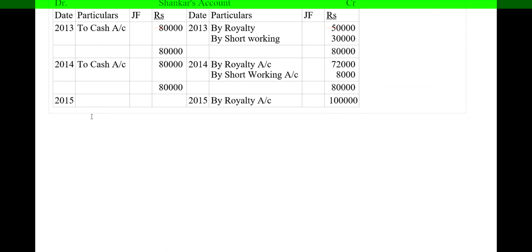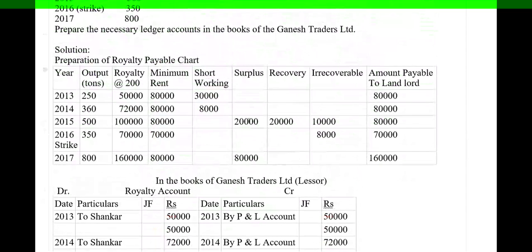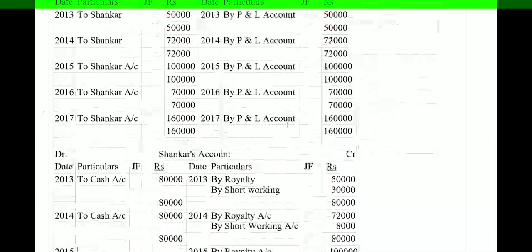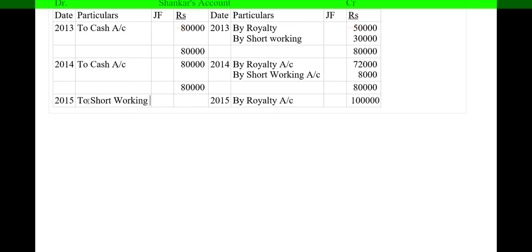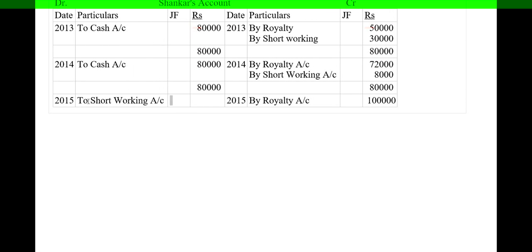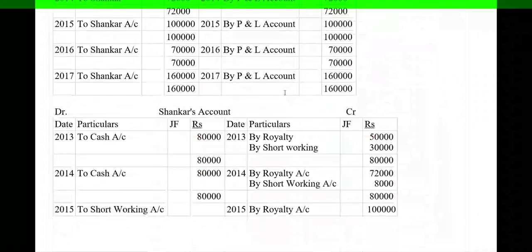So 1 lakh. Here the amount will be paid after recovering the short working of rupees 20,000. When the short workings are recovered, Shankar's account is debited, to short working account. So how much is recovered here? We have recovered only what is in the chart here. You can see recovered around 20,000.